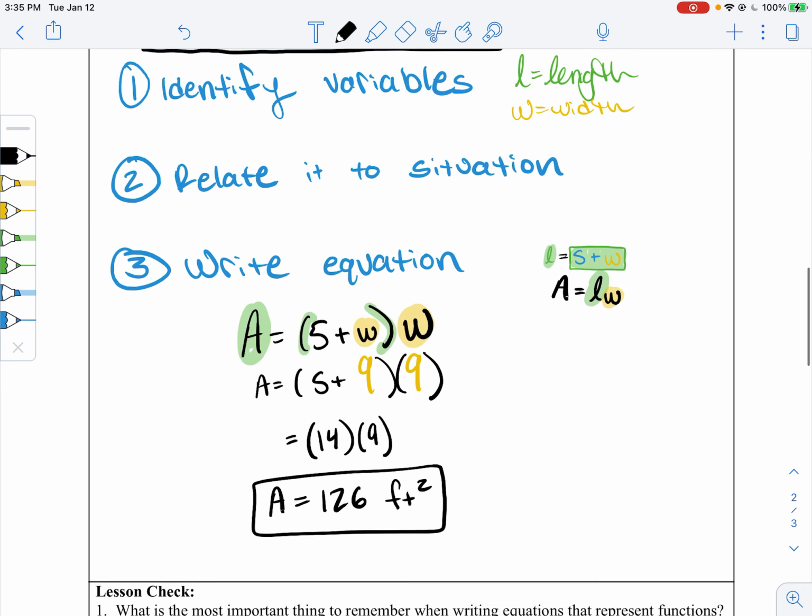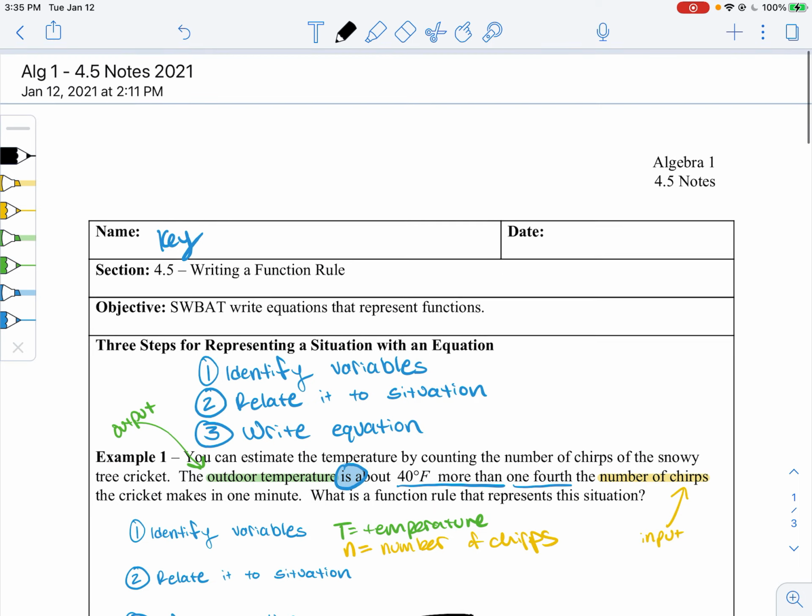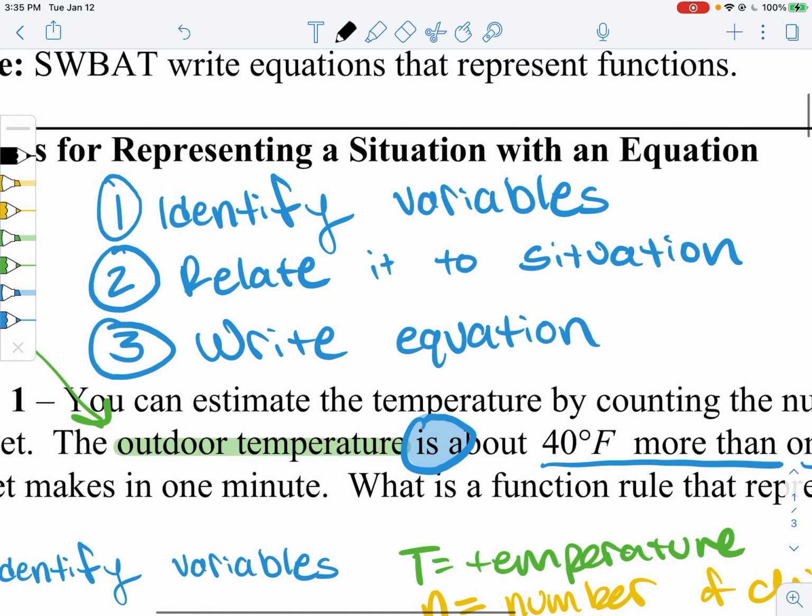Well, there you have it. 3 most important steps. Identify what you're dealing with, relate it to your situation, and then write your equation.